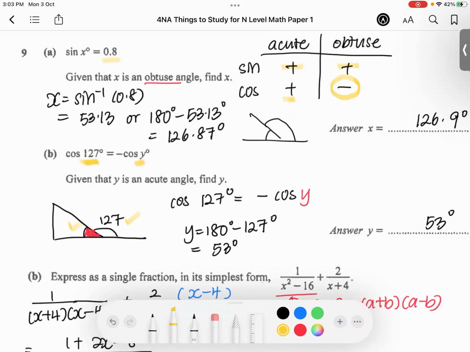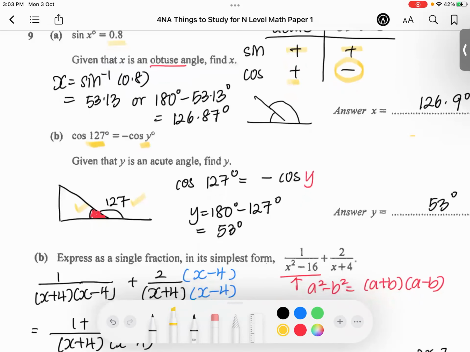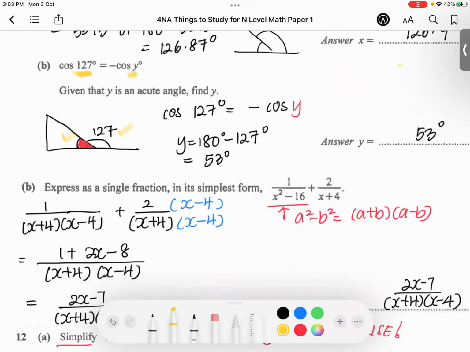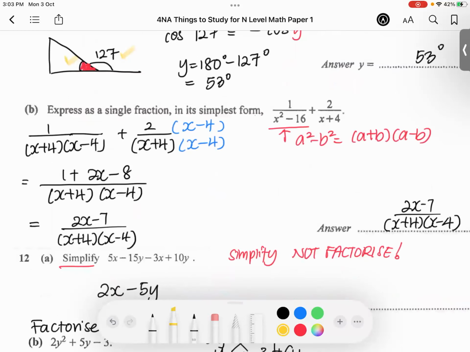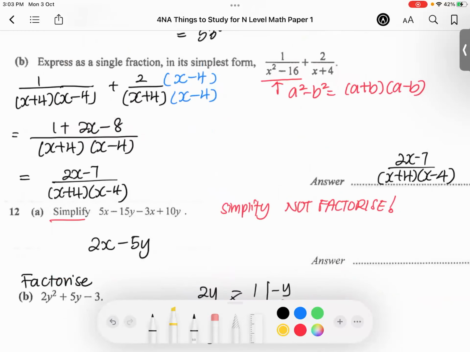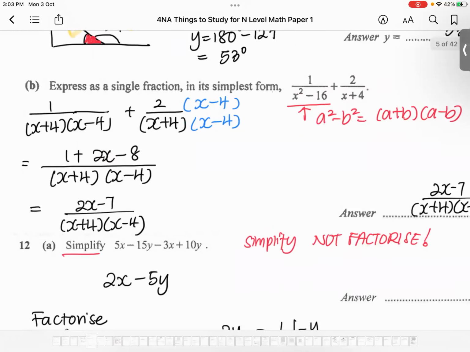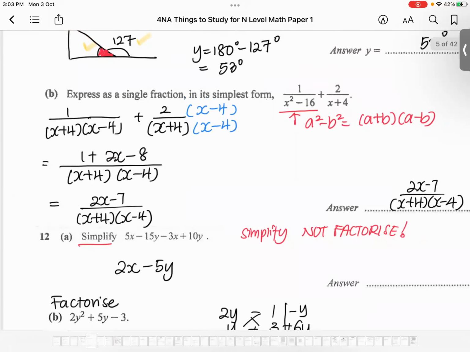Then I continue with it. This one, algebra, common traps. Highlight and highlight again, many times. First thing, when they ask you to add a single fraction, observe the denominator. Is there anything that I can factorize?